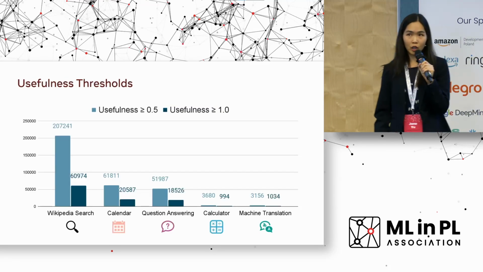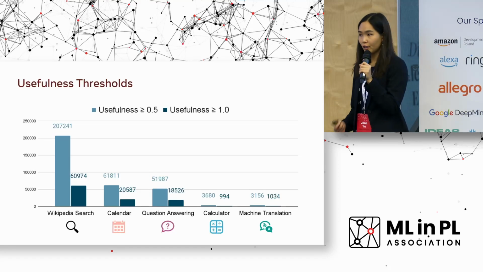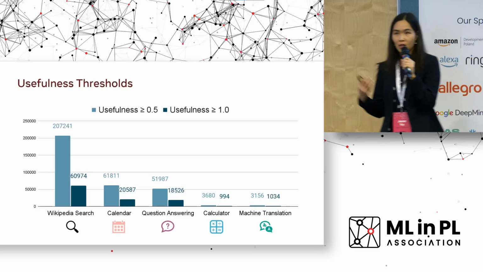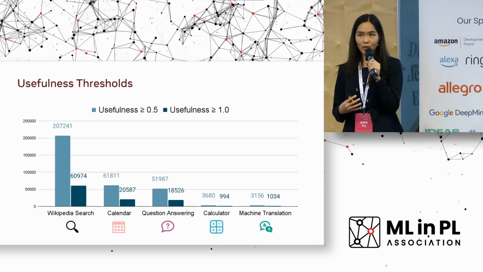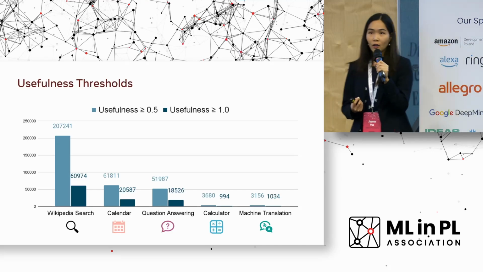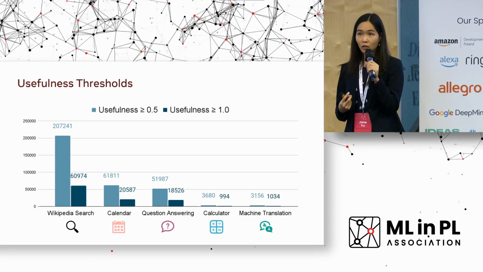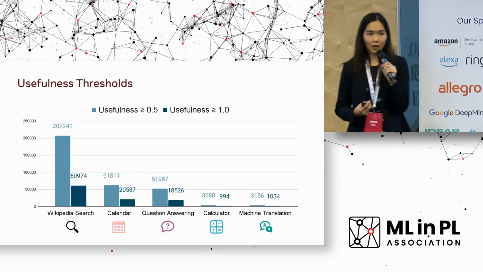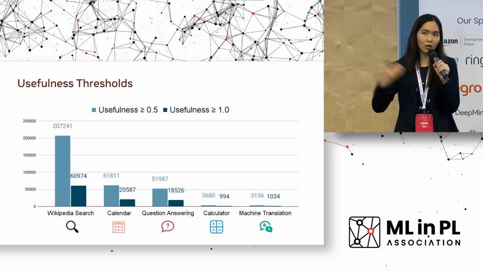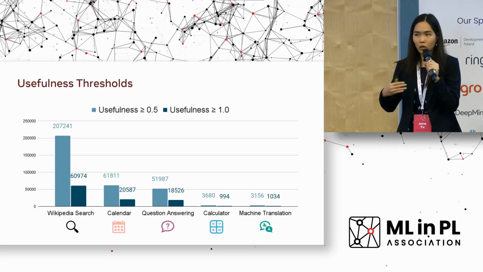And now what I'm showing you is the number of examples that are left over after we filter out all the non-useful examples. There are two thresholds that I'm showing you here. In the light blue, we have a threshold of 0.5. And in the dark blue, we have a usefulness threshold of 1.0. Obviously, you can see that when you use a threshold of 1.0, you get a lot fewer examples left over because it's a more stringent criterion.